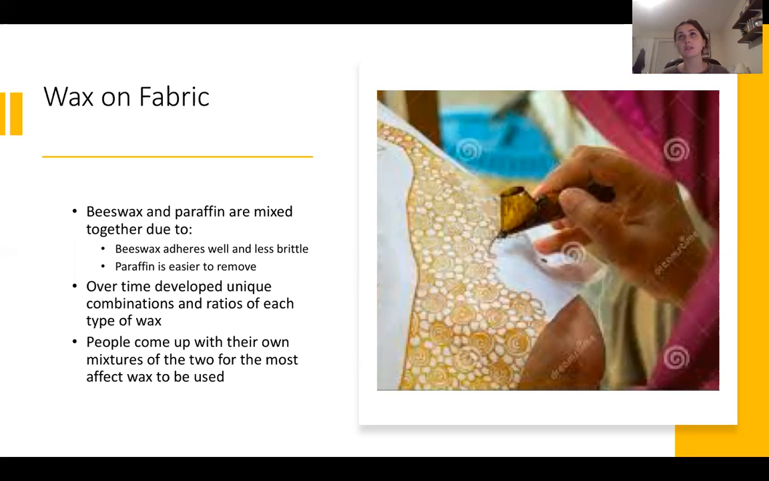I was actually reading an article today, and it seems like a lot of people like the 75-25 mix, 75% beeswax, 25% paraffin wax. But people just come up with their own mixtures, and they do whatever is the most effective for them and achieves the goals that they want. So that's the relationship between the two.